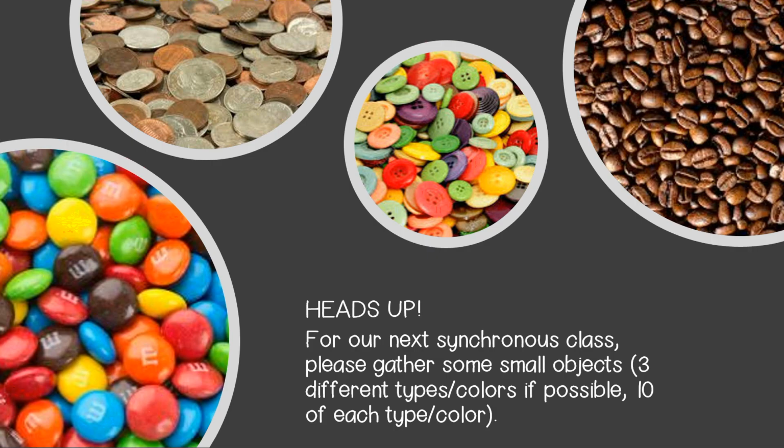Heads up, for our next synchronous class, please gather some small objects. You need 3 different types or colors of an object, if possible, and 10 of each type or color. So for example, let's say you randomly had a bunch of M&Ms or Skittles or something along those lines at home. You could have 10 red Skittles, 10 yellow Skittles, and 10 purple Skittles, and that would work great. Maybe you don't have Skittles. You could have 10 coffee beans, 10 buttons, and 10 pennies.